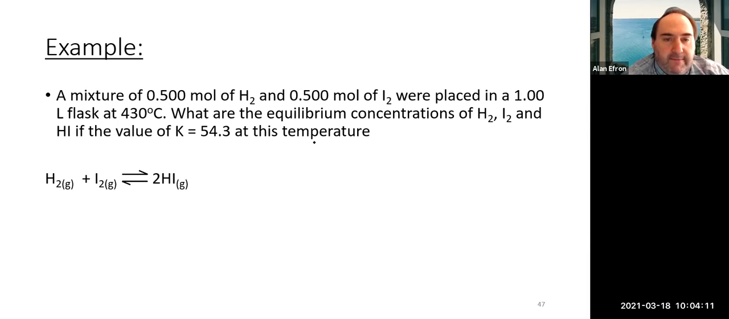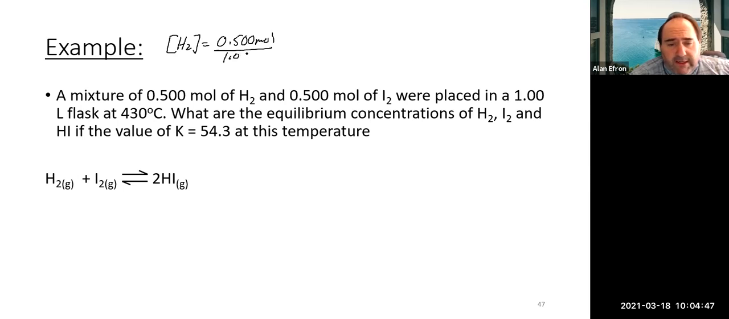All right, so obviously we're going to be doing an ice table here since we're given initial concentrations and we're trying to find equilibrium concentrations. And actually in this particular case, we're not necessarily given the concentrations directly, but we are given the moles and the liters. So that's going to allow us to find the concentrations of everybody here. And in this particular case, it's pretty simple since we have 1 liter for everybody. The concentration of H2 would be 0.5 moles divided by 1 liter.